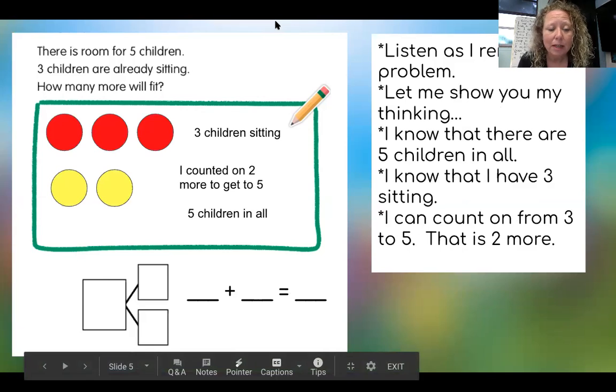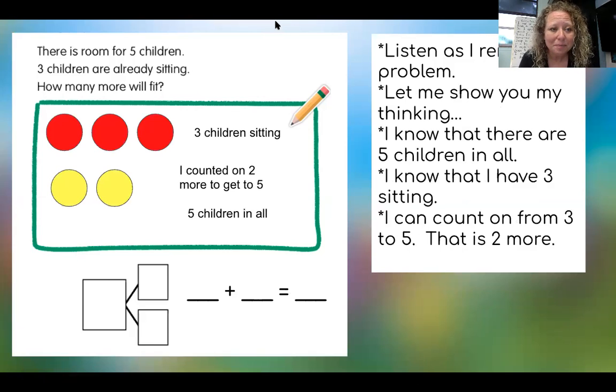Listen as I reread the problem one more time. There is room for 5 children. 3 children are already sitting. How many more will fit? So let me show you my thinking. I know that there are 5 children in all. There's no more than 5. There's no less than 5. We have to have 5.